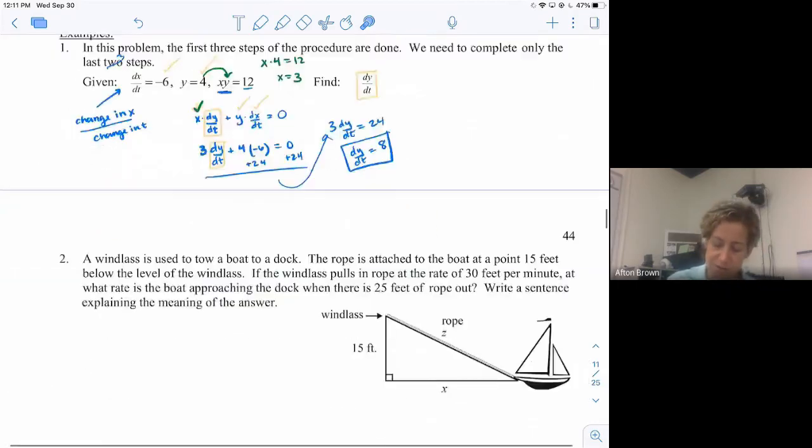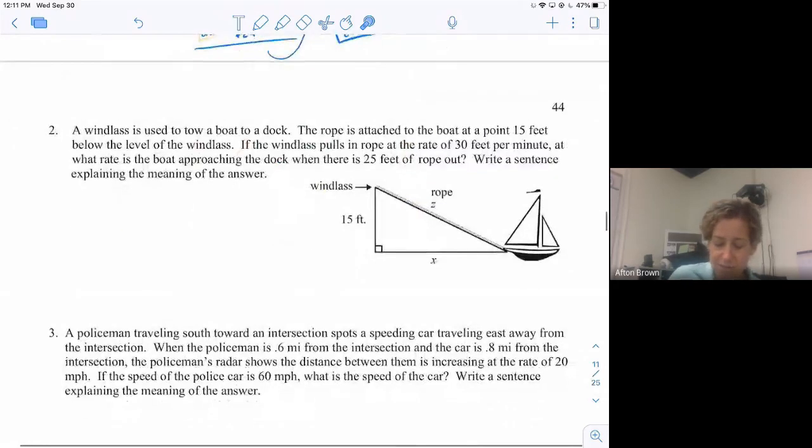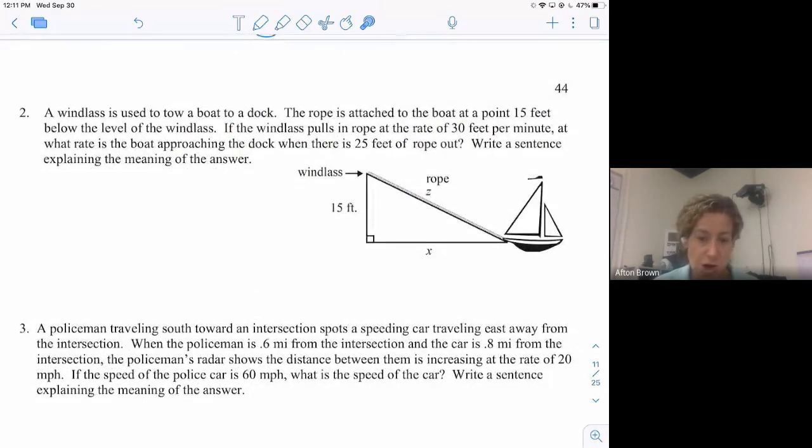Okay, let's try another one. This next one, though, gets a little bit more difficult. They help us out because they draw a picture. Sometimes we have to come up with a picture on our own. But we have to find all of that information. We have to find what rates are given, what rate we are trying to find, and what other information we are given to help us do this.